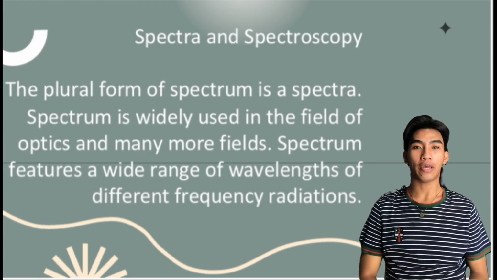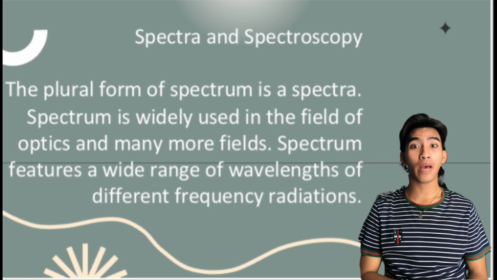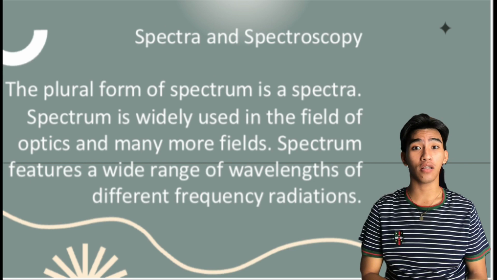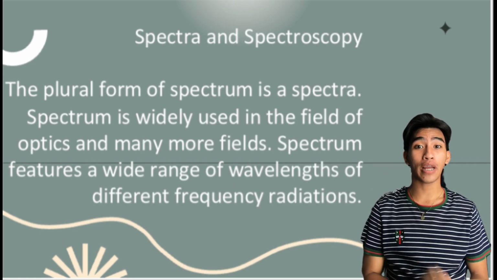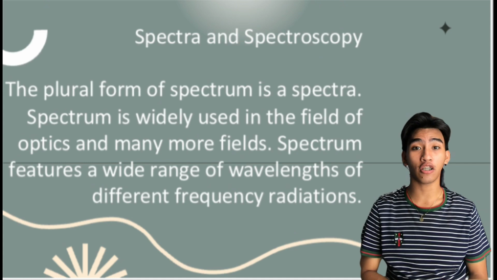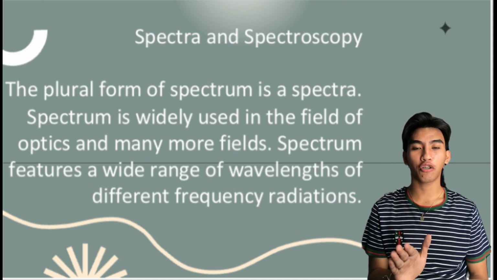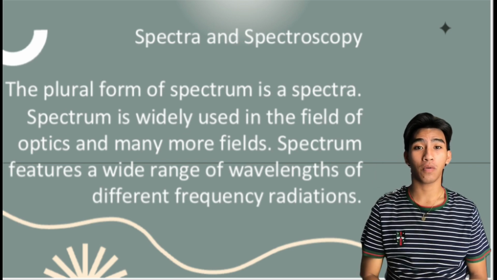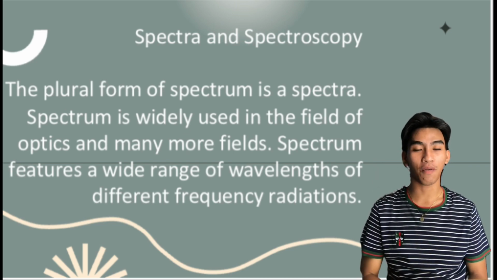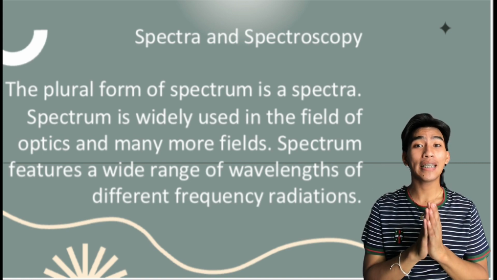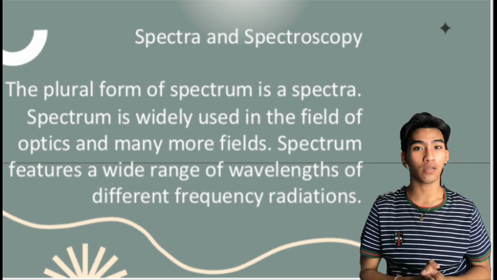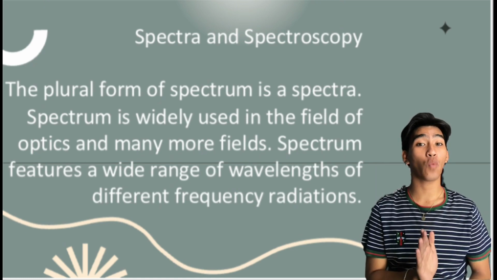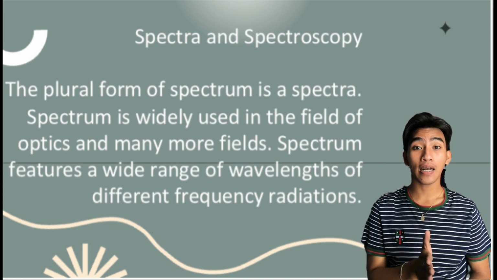Spectra and spectroscopy. The plural form of spectrum is spectra. Spectrum is widely used in the field of optics and many more fields. A spectrum features a wide range of wavelengths of different frequency radiations. Now, a rainbow is a spectrum that constitutes different wavelengths of light. The spectrum of light from the rainbow is commonly referred to as ROY G. BIV. The prism is also an ideal example to describe the spectrum of radiation. When white light passes through the prism, it gets separated into different wavelengths of light known as the spectrum.